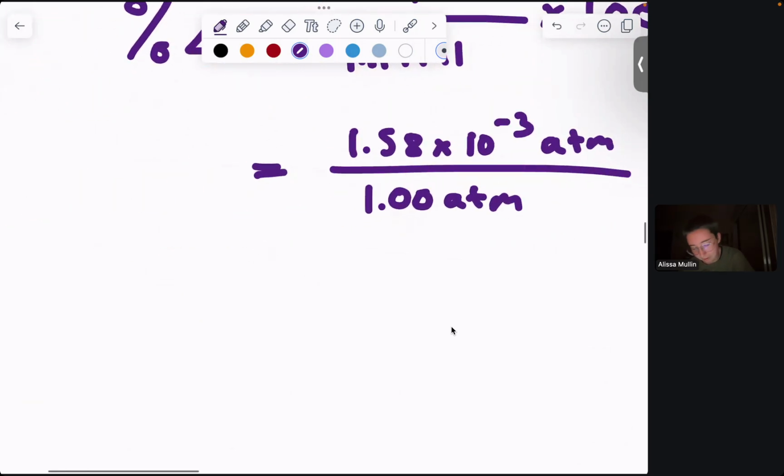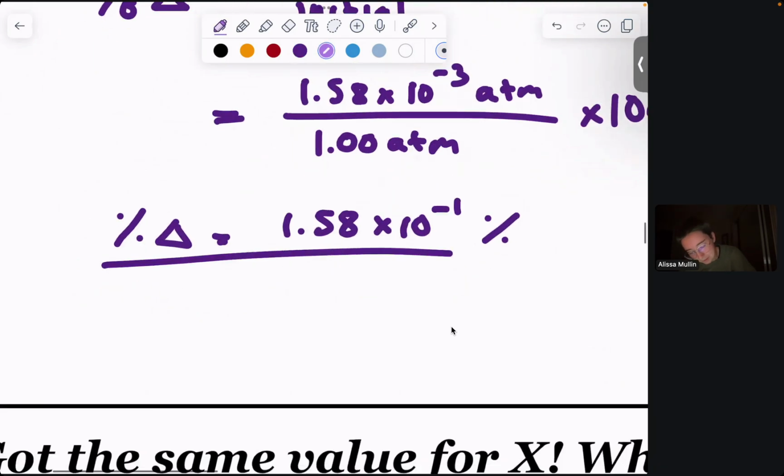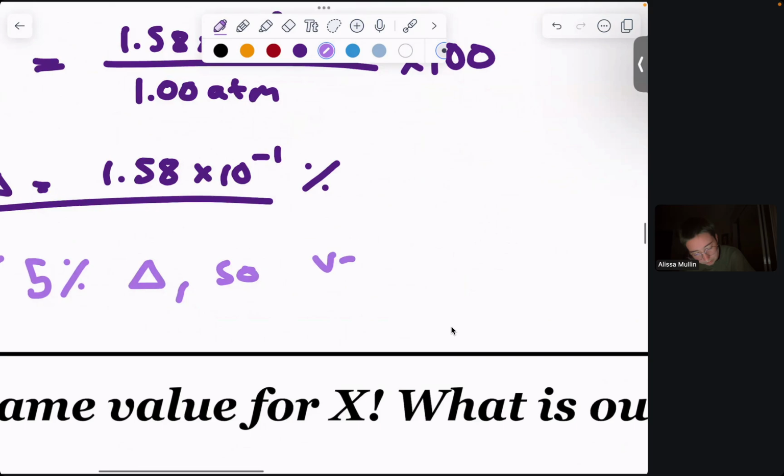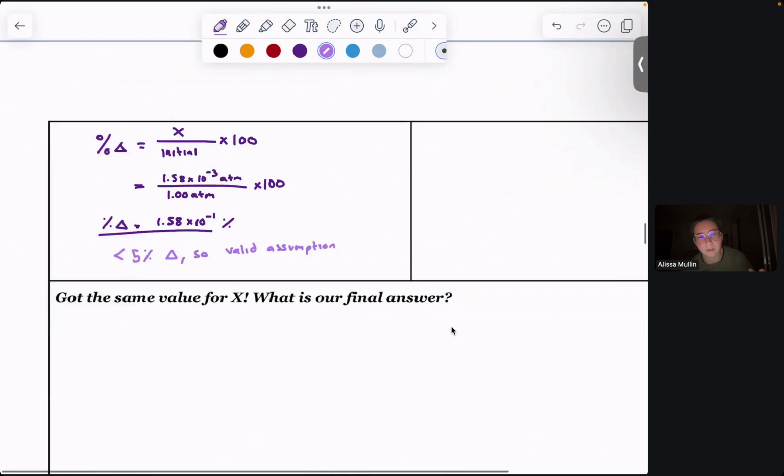Plug that in a calculator, you get a very small percent change. I mean, hopefully you don't have to plug that in a calculator, it's just that. Right? So, less than 5% change. So, valid assumption. Again, don't bother unless they ask you to do that for this class.